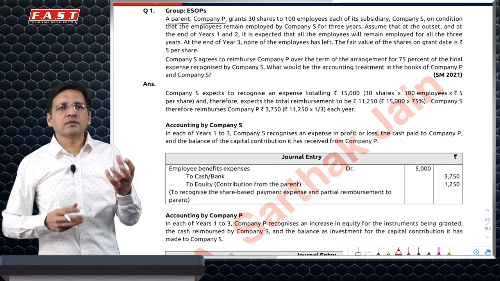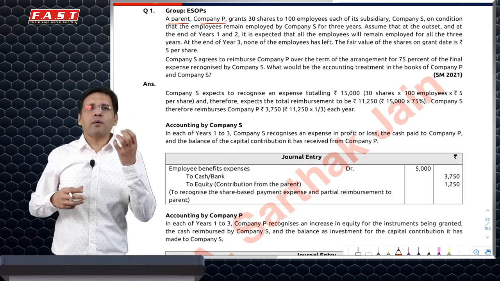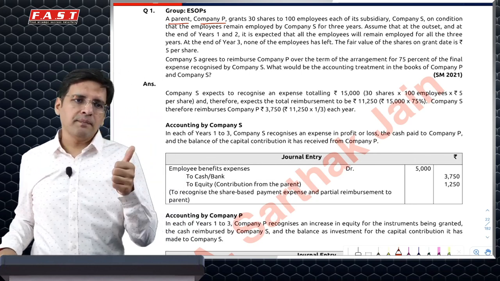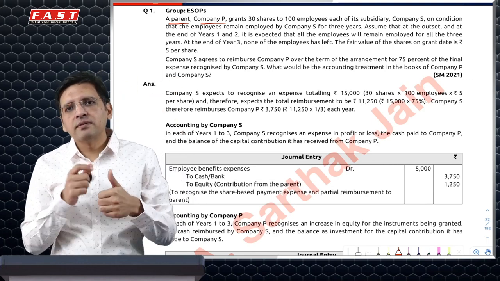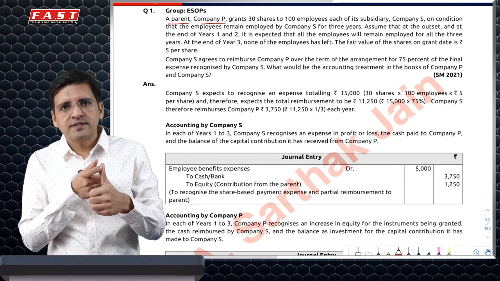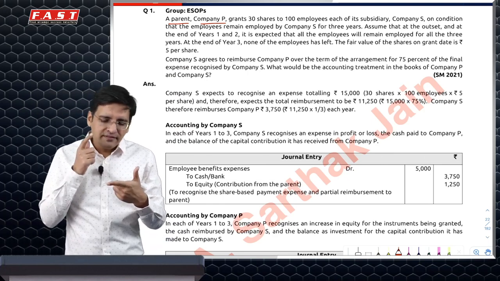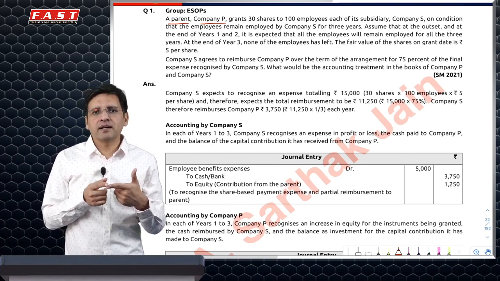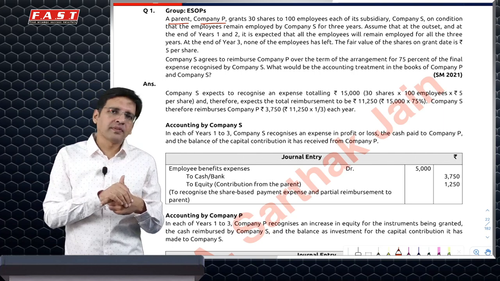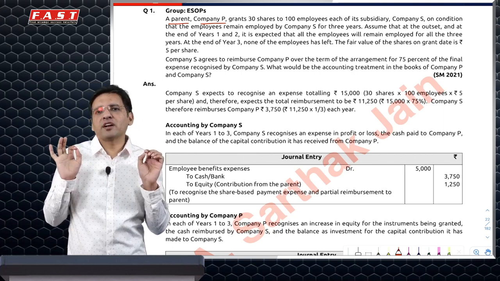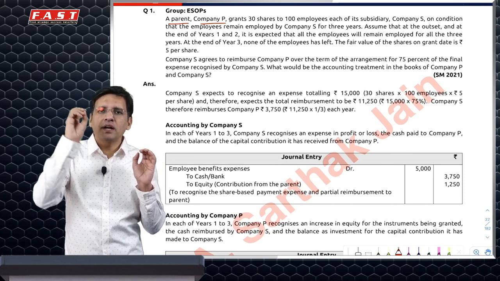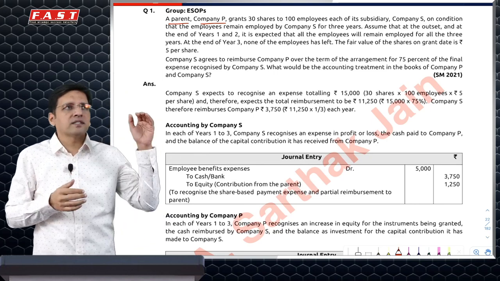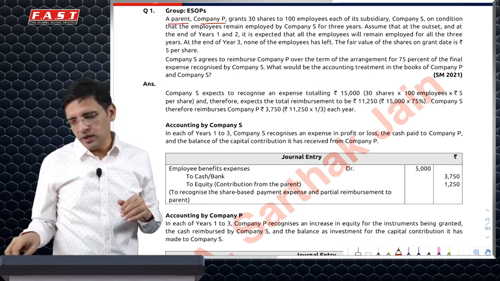Remember, whenever there is a question where a parent gives ESOP of the parent company to employees of its subsidiary, remember two things. One, employee cost would be recognized in the books of the company where the employee is giving the service. Two, if that company is not giving the ESOP, somebody else is giving, then definitely that company would be paying some money to the other company. If it is not, then we will consider that the parent is putting money into the subsidiary out of its own pocket, or benefiting or helping the subsidiary out of its own pocket. So parent will recognize an investment, subsidiary will credit it to equity.